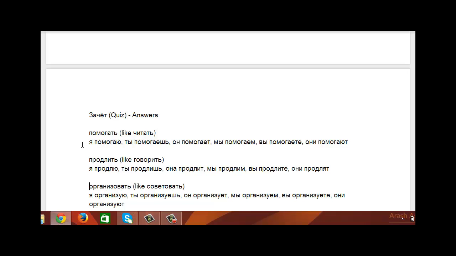Verb продлить, which means to extend, like говорить. Продлю, продлишь, и так далее. Организовать, to organize, is like советовать. Организую, организуешь, организуют, и так далее.